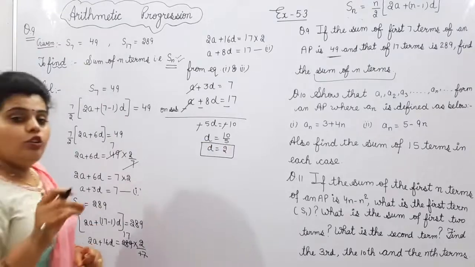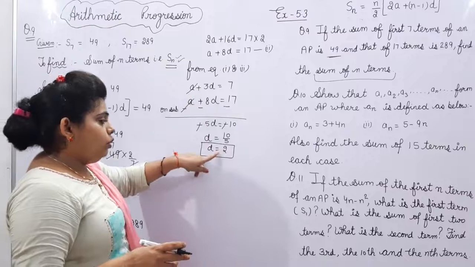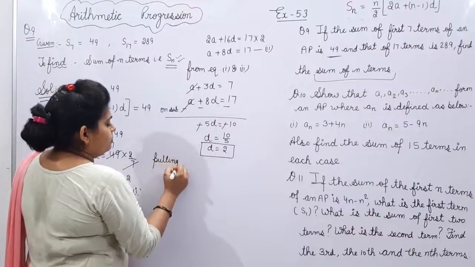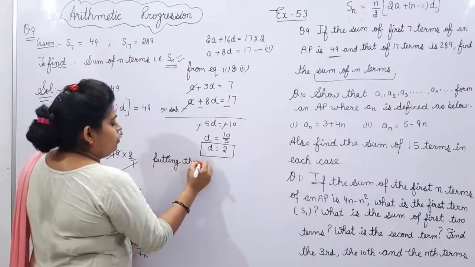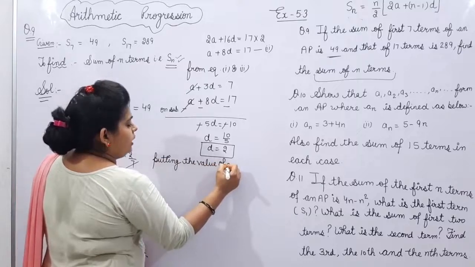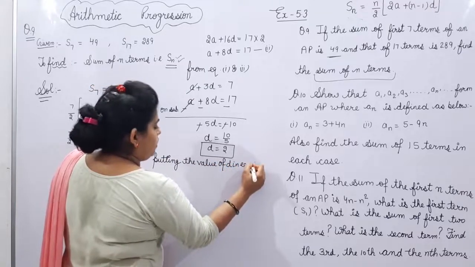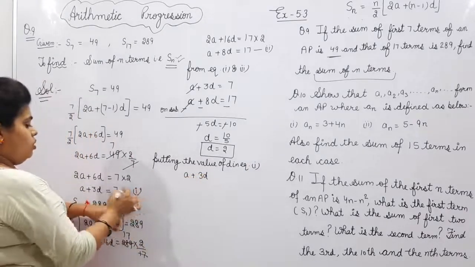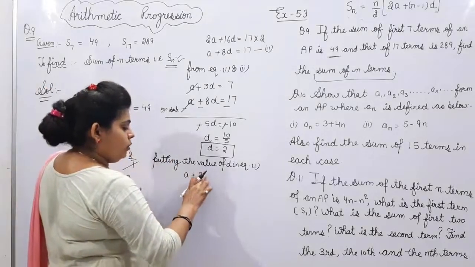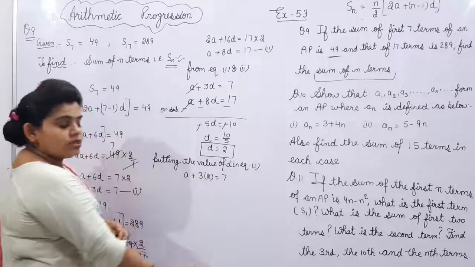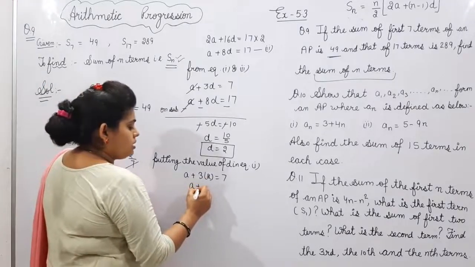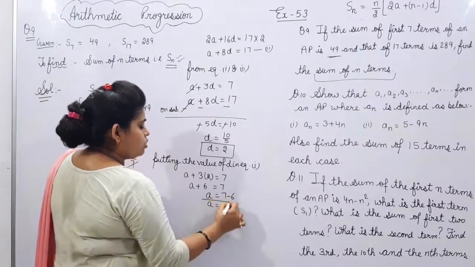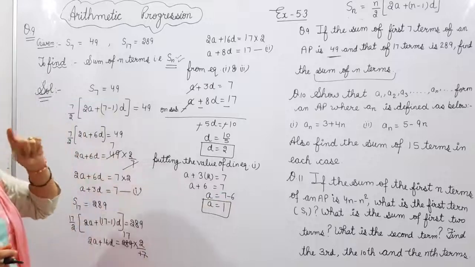Now we have to find the value of a. So for finding the value of a, we will put that value of d in equation first. This is a plus 3d. Now what is the value of d? So 2. So I can put here 2, is equal to 7. a plus 6 is equal to 7. a is equal to 7 minus 6. a is equal to 1. So what is the value of a? 1, and it is the first term.